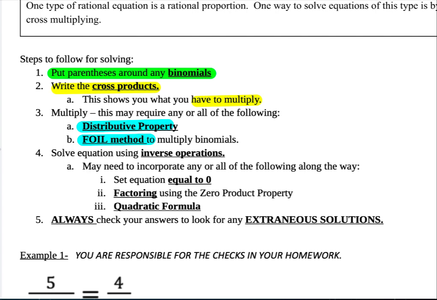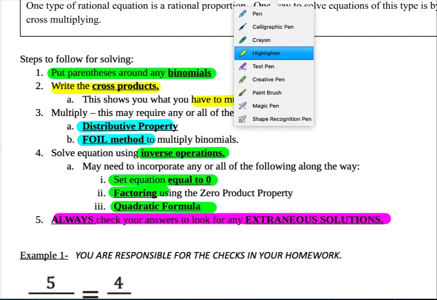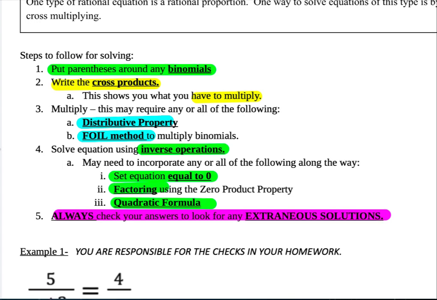Then we're going to simply solve it using our inverse operations. That may mean setting it equal to 0 if it's a quadratic function with a squared term. We may need to do some factoring, or we may need to use the quadratic formula. But then we're always going to check our solutions to make sure we don't have any extraneous solutions. Make sure we know what does and does not work within that equation.